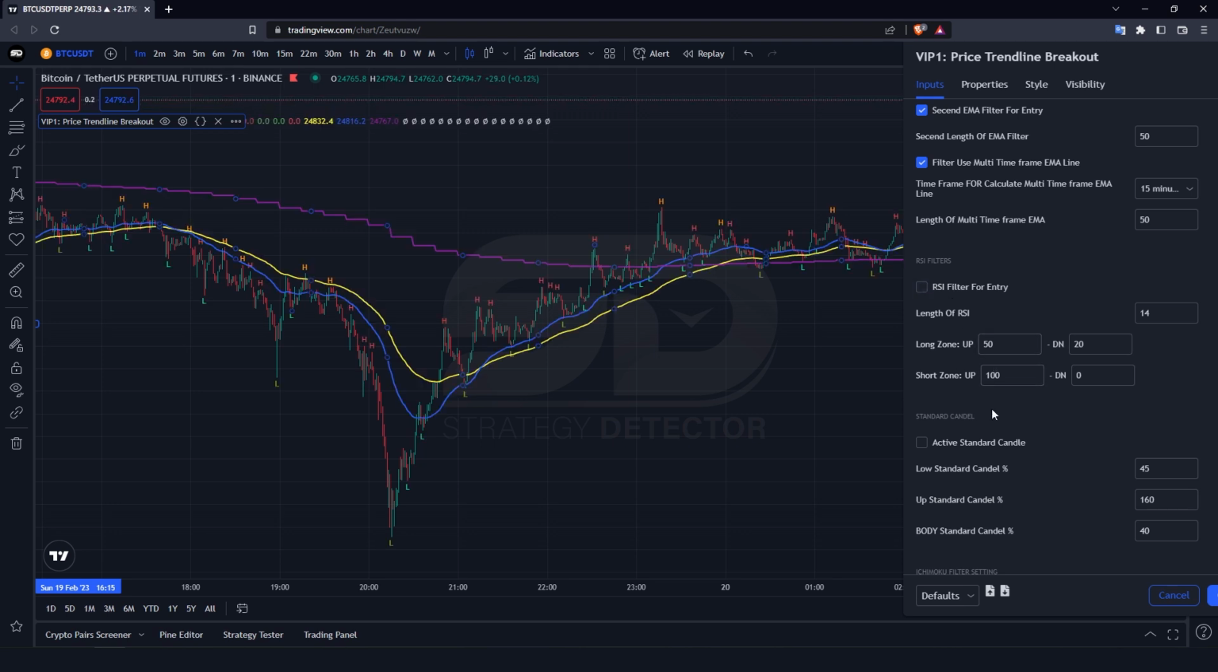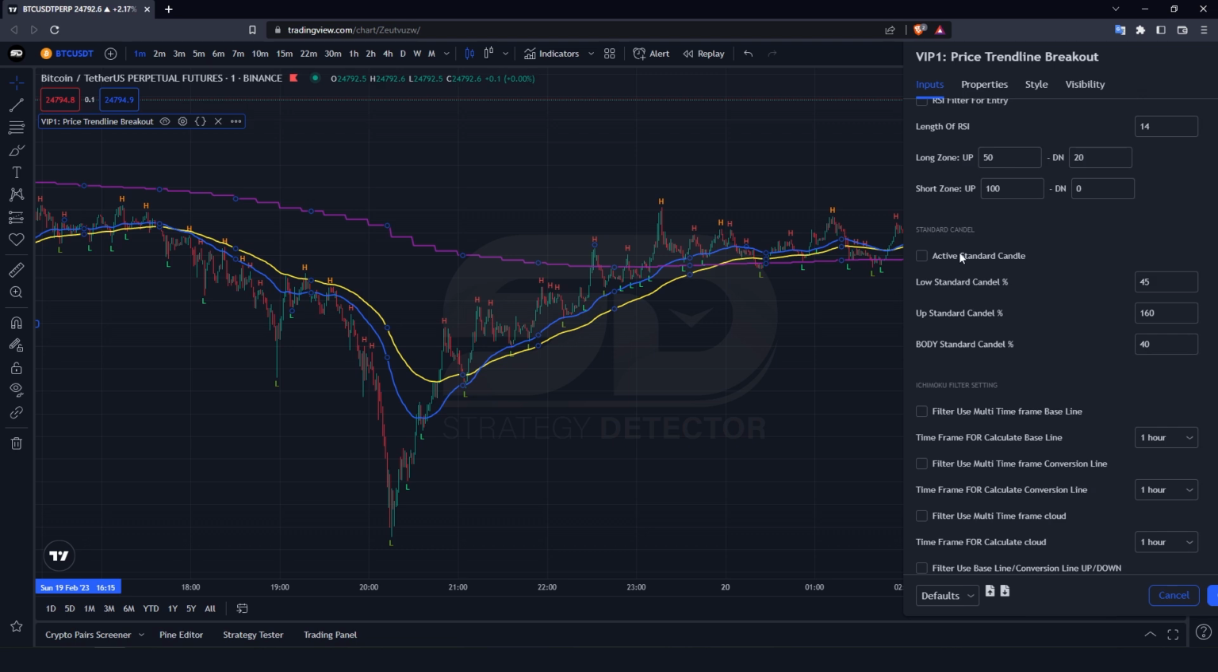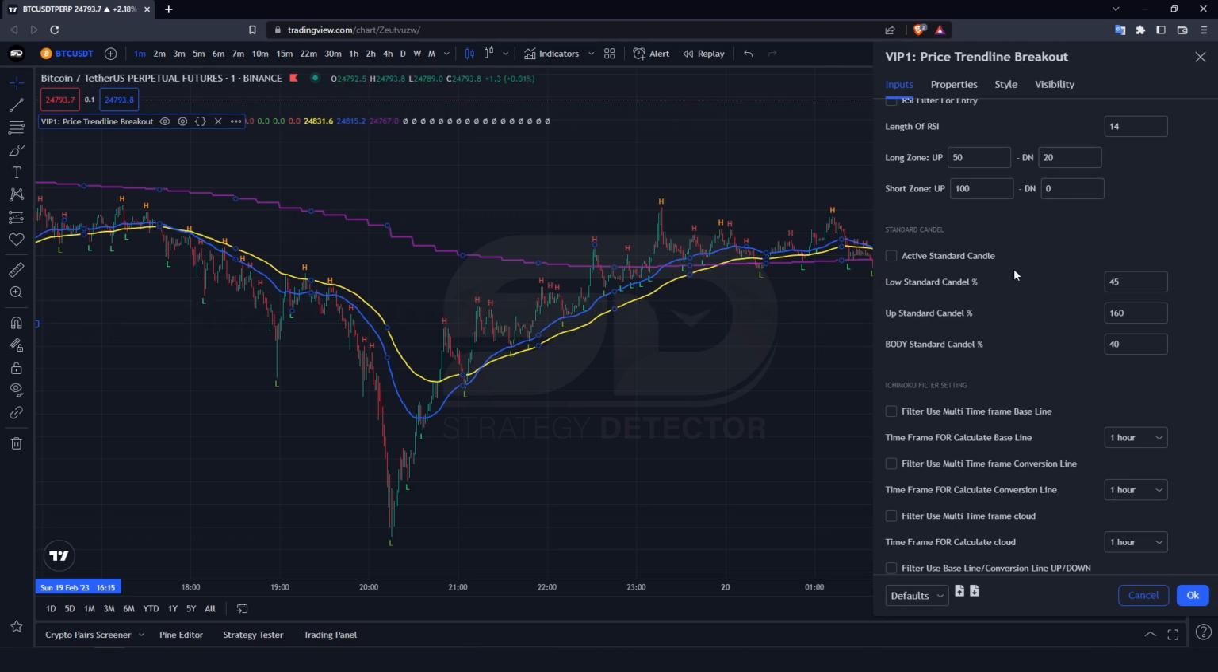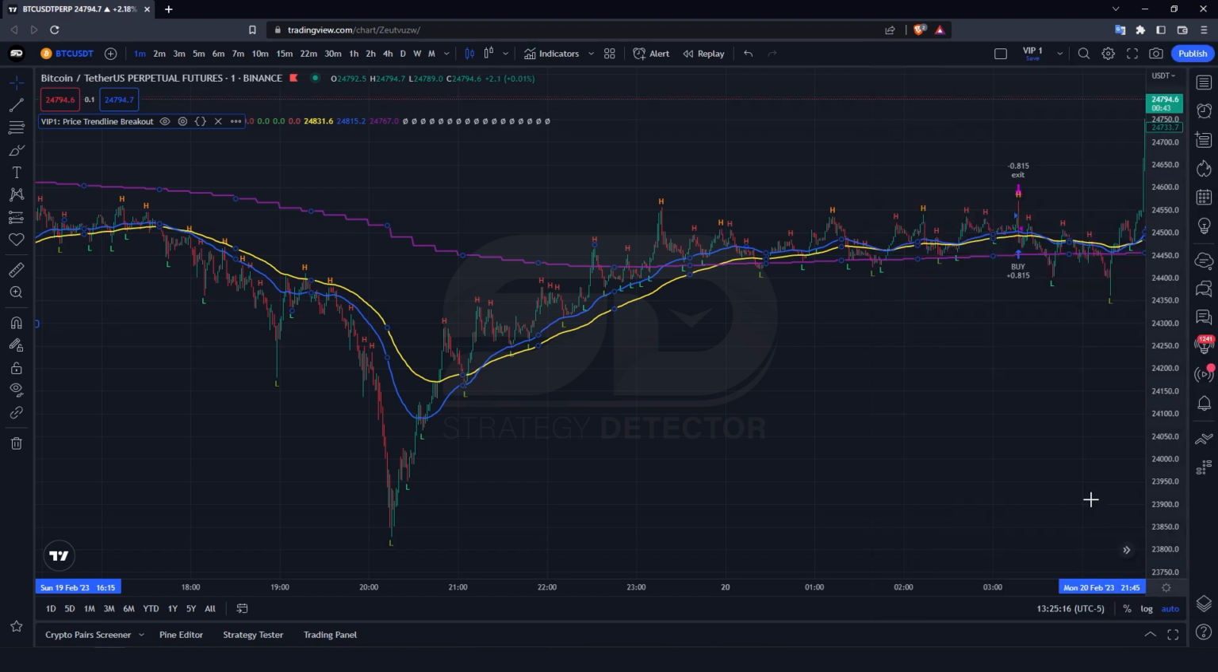Alright, our next option is a standard candle. It means that when we activate this one, it helps us to avoid big candles or very small candles to enter a position. And we enter a position based on standard candles. So they can't be spike or doji candles. Let me show you in the chart.